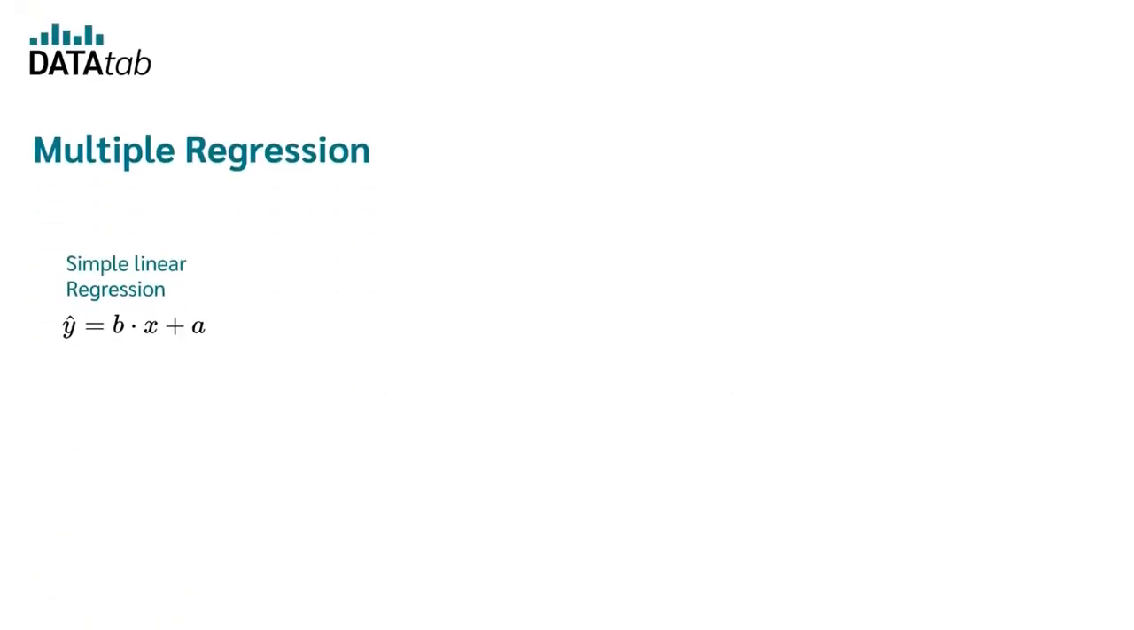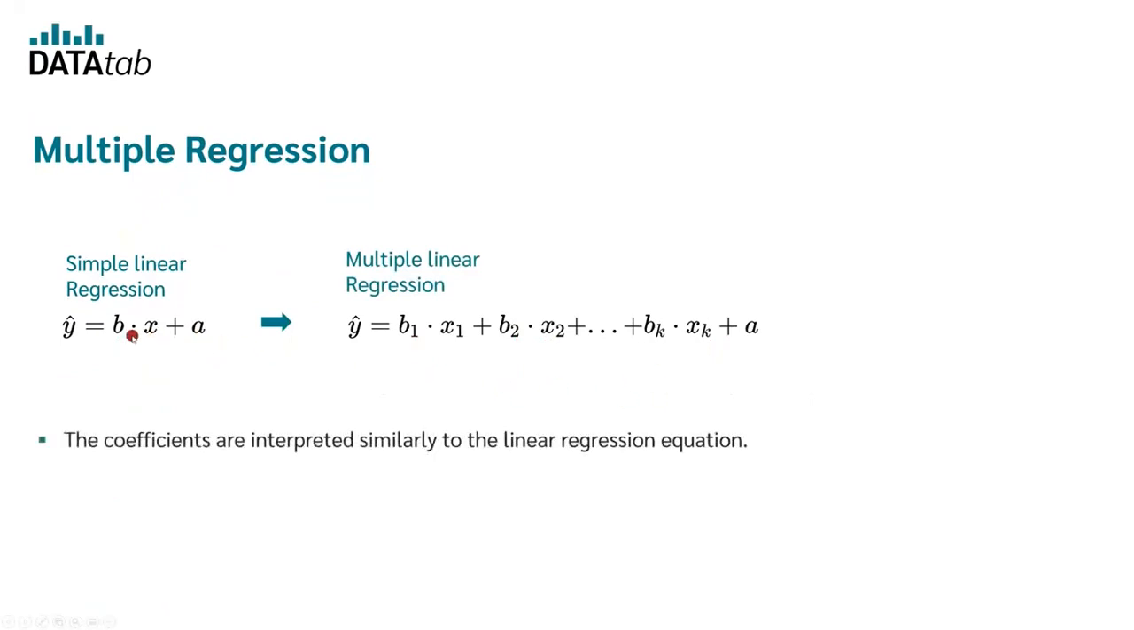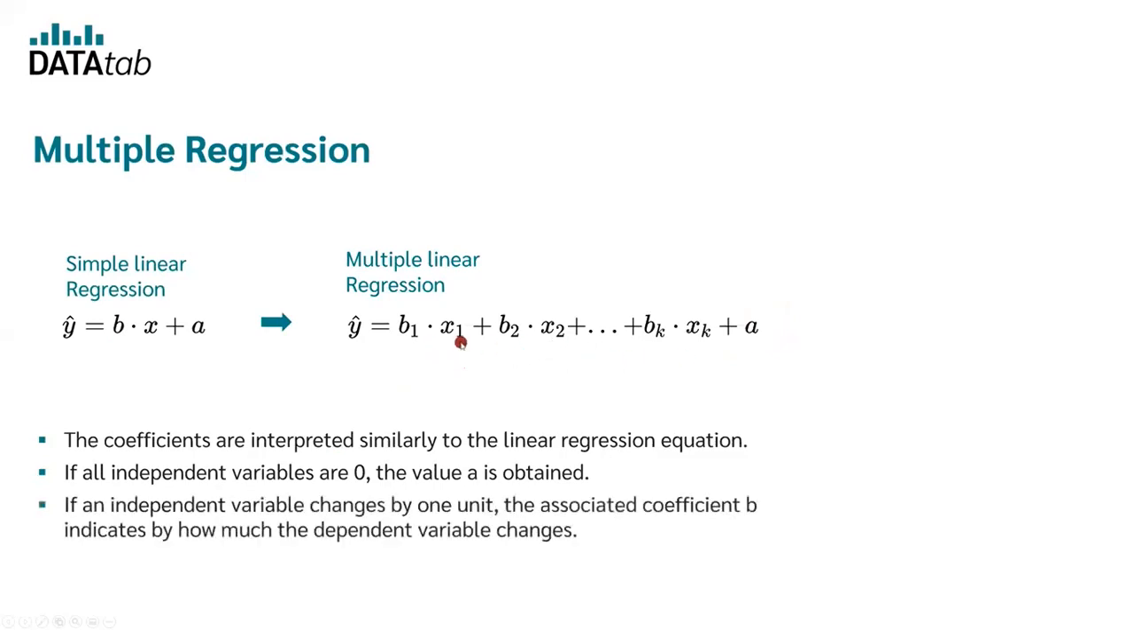Therefore, the equation for a simple linear regression looks like this. We have one independent variable x plus the constant. If we now go the way of multiple linear regression, we have several independent variables: the first variable, the second variable, and the kth variable. The coefficients can now be interpreted similarly to the linear regression equation. If all independent variables are 0, we get the value a. If an independent variable changes by 1 unit, the corresponding coefficient b indicates by how much the dependent variable changes.